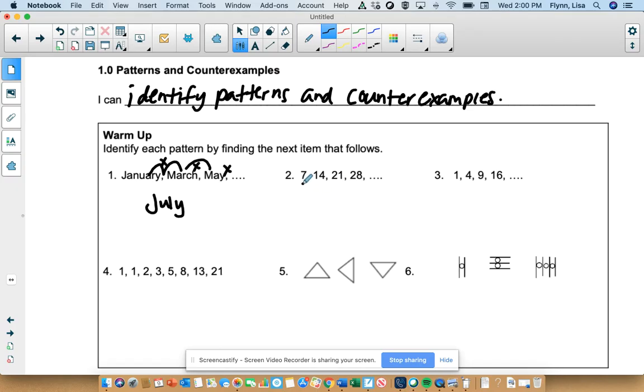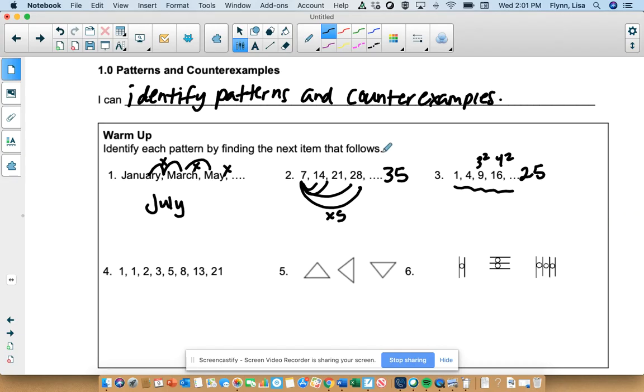So 7, times 2 is 14, times 3, times 4, times 5 would be 35 for our next one. Nice. I just added 7 every time. Oh, I'm always thinking easier. Okay, and then number 3 here, let's see: 1, 4, 9, 16. I recognize these. They look like perfect squares to me. Yeah, this is 3 squared, 4 squared, and 5 squared, which is 25.